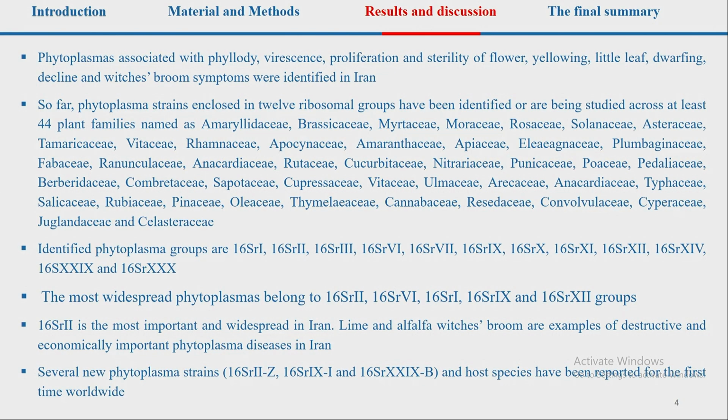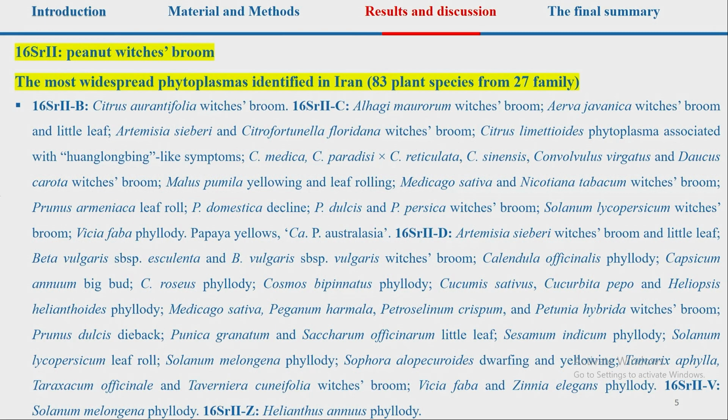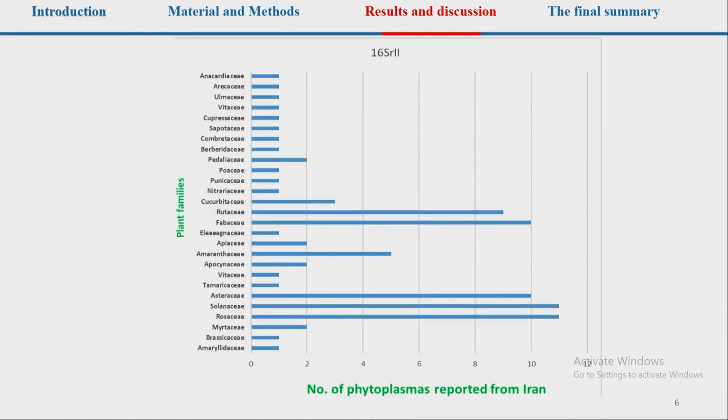As a result, we found 12 phytoplasma subgroups in Iran on different plant species, and the most widespread phytoplasmas were peanut witches' broom, clover proliferation, Aster yellows, Candidatus phytoplasma phoenicium group, and group 20 stolbur phytoplasma group. You see the peanut witches' broom phytoplasma group as the most widespread phytoplasma in Iran, subgroups B, C, D, V, and Z, and also a number of phytoplasmas reported with different plant families in Iran.